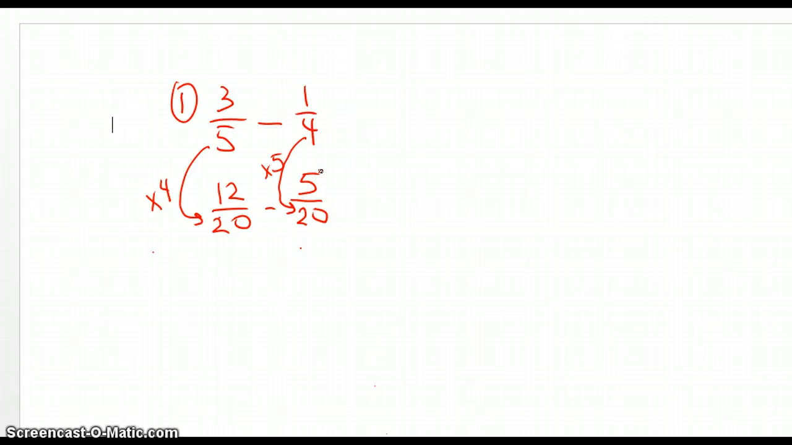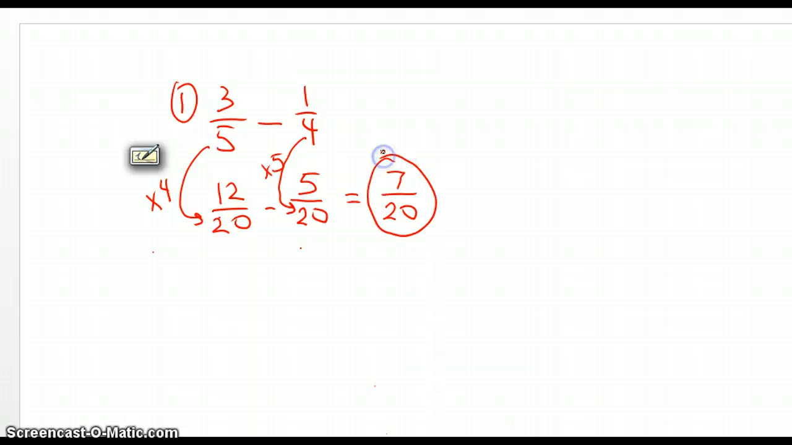Okay, and then the only difference between adding and subtracting is we're just going to minus the numbers. So 12 minus 5, of course, would be 7. And 20 stays the same. Lastly, you have to think about whether you could simplify that, and we can't. There's no factors of 7 and 20 that are in common. There's your answer, 7/20. Let's try a mixed number, number 2.